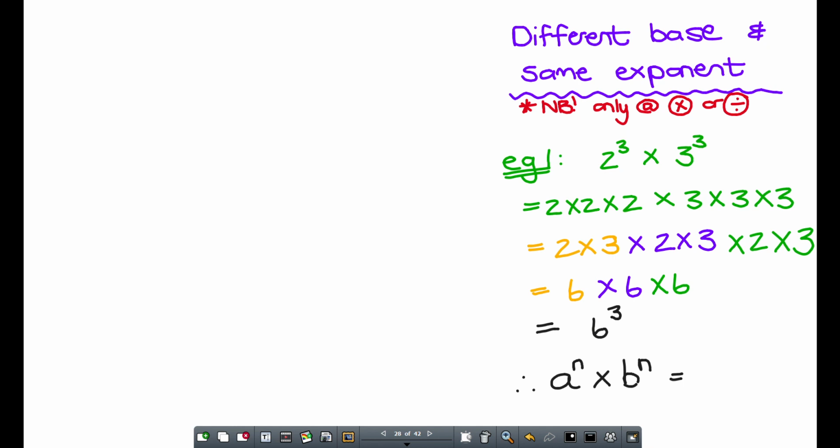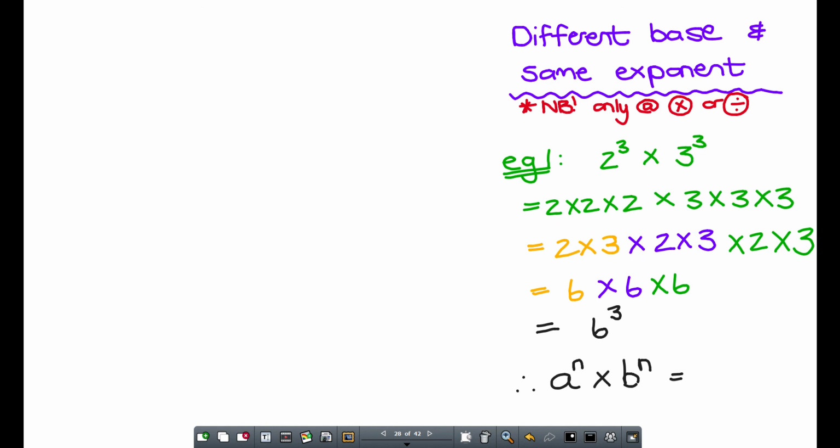Now, have a look. What do you see? My exponent is 3. The exponent of these were also 3. So can you see the exponent stays the same? But how did we get to that 6? We said 2 times 3. I am showing you the long method to make you see how we actually get to this rule.